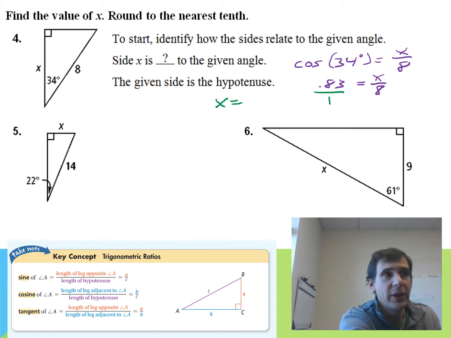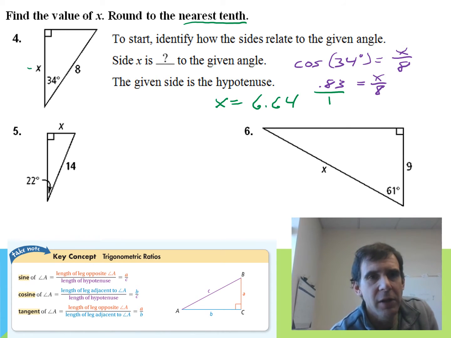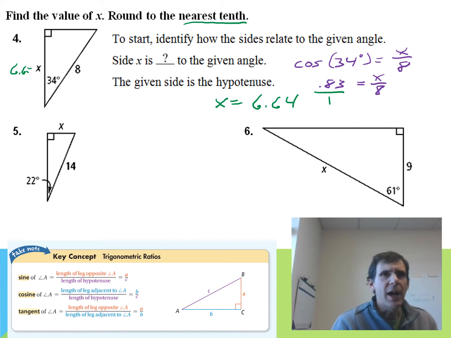And 8 times 0.83, again, get out your calculator. This time you won't need to have a video for me doing this. Go 0.83 times 8. That equals 6.64, which rounded to the nearest tenth is going to be 6.6. So our length here is 6.6.